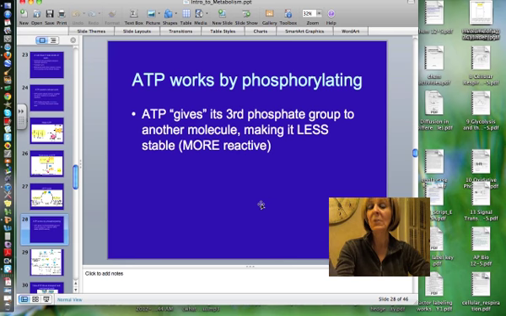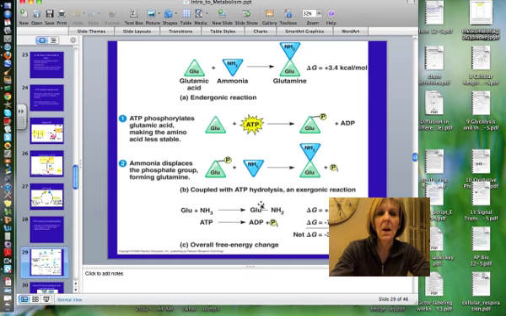Now there are other molecules besides ATP that also do this, but ATP is kind of the main molecule that does this. So what's going to happen is that when ATP is hydrolyzed and that 3rd phosphate, that inorganic phosphate group, comes off, it is phosphorylating another molecule, and it makes it unstable. It makes it more reactive, remember, less stable.